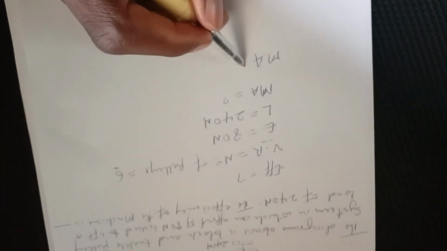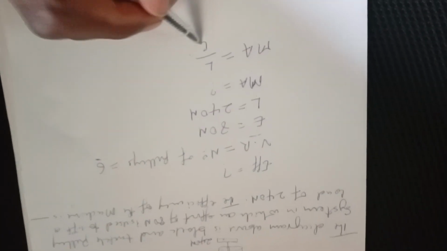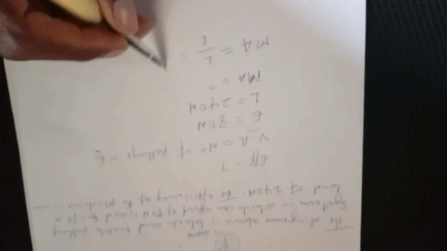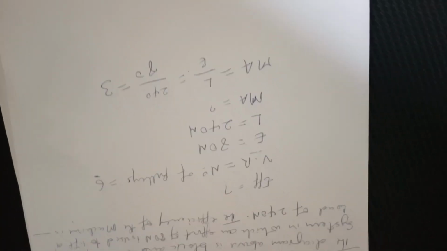So before we can get the efficiency, let's know what MA represents. MA is our load over effort. Is load given? Yes. That will be 240 over 80, right? Which gives us 3. Good.